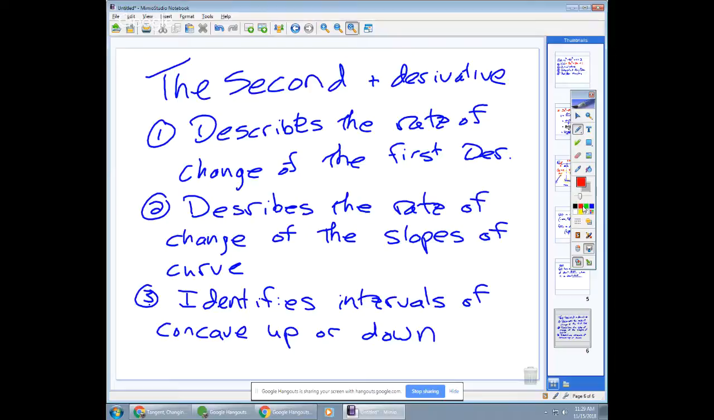So the summary here is it's going to be concave up if f double prime, the second derivative, is greater than 0. Because if the change is greater than 0, that means the slope is increasing. And it's going to be concave down if f double prime is less than 0. That means I have a negative change going on with the slope function, so the slopes are decreasing. And the observations we made was a decreasing slope makes the curve look concave down, and increasing slope makes the curve look concave up.